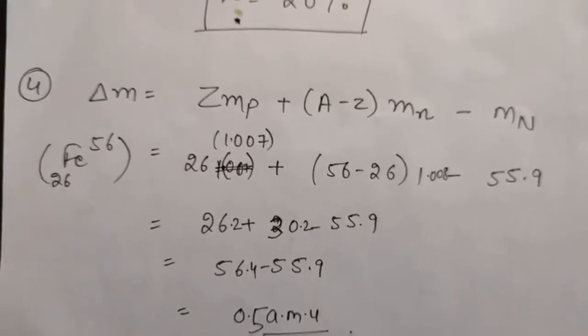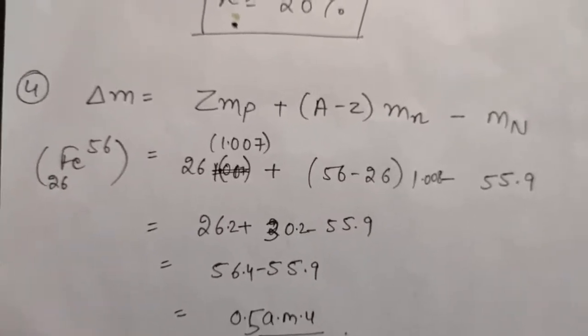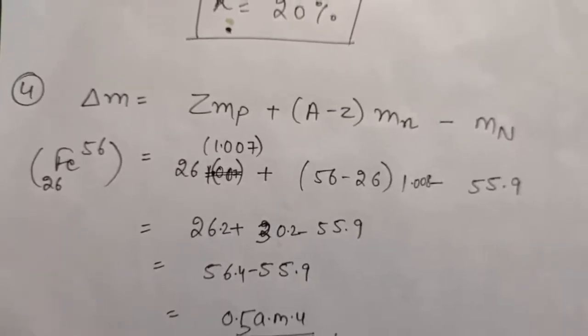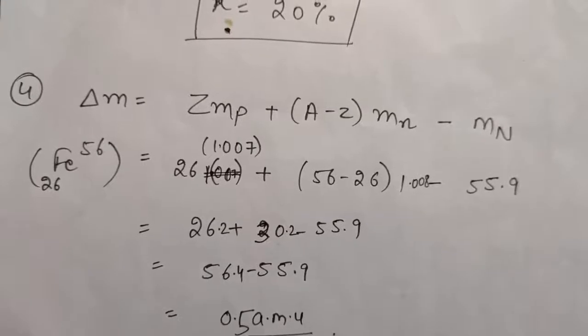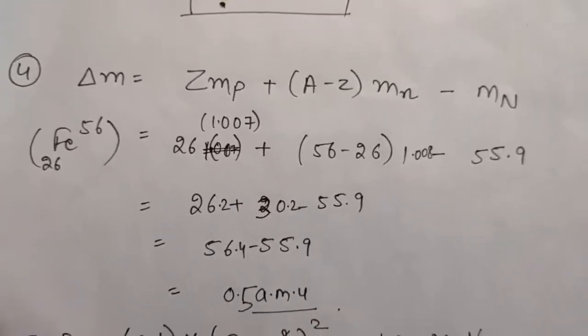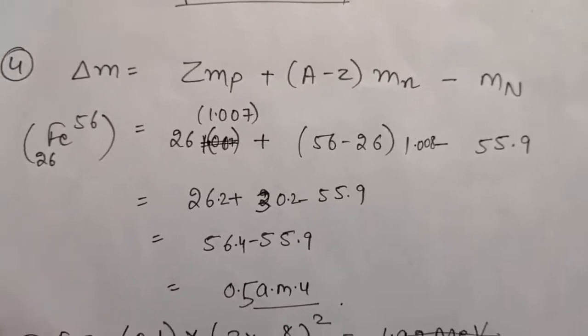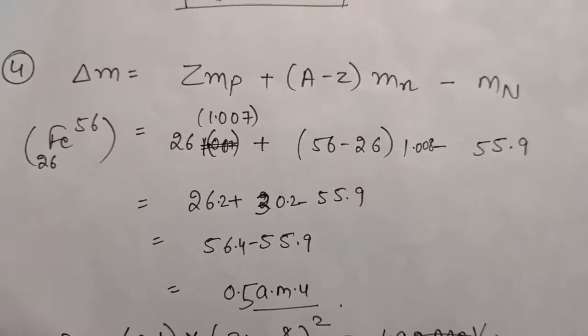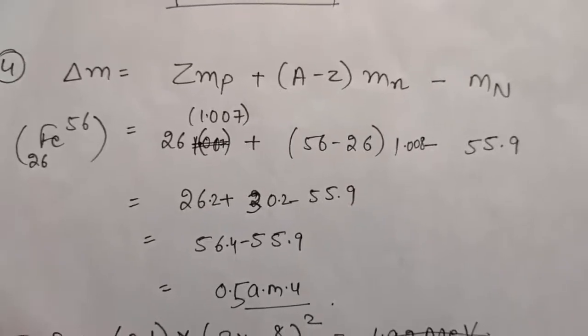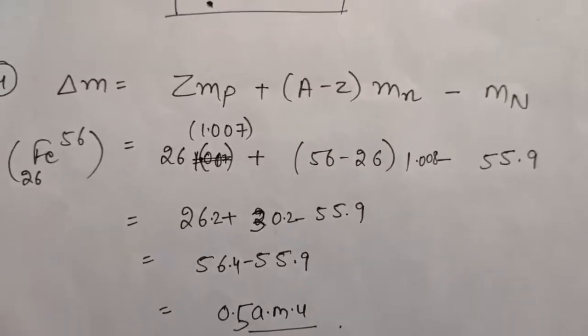In question number 4, it is given: obtain the binding energy of the nuclei Fe56 and Bi209 in units of mega electron volt from the given data. As you have studied in your theory lectures, to calculate binding energy, first of all we have to calculate mass defect. So here also, first of all, we will be calculating mass defect.